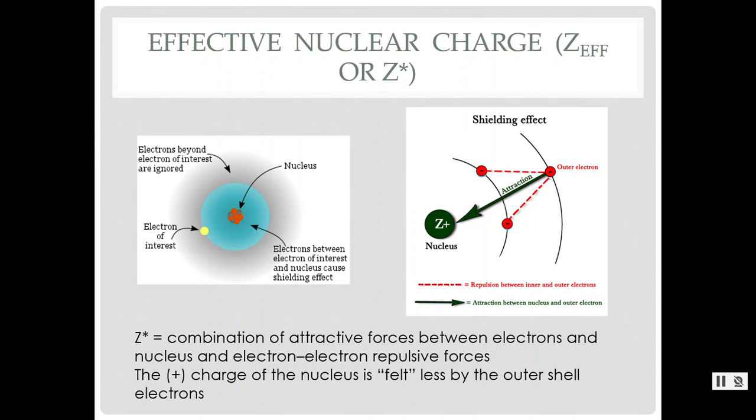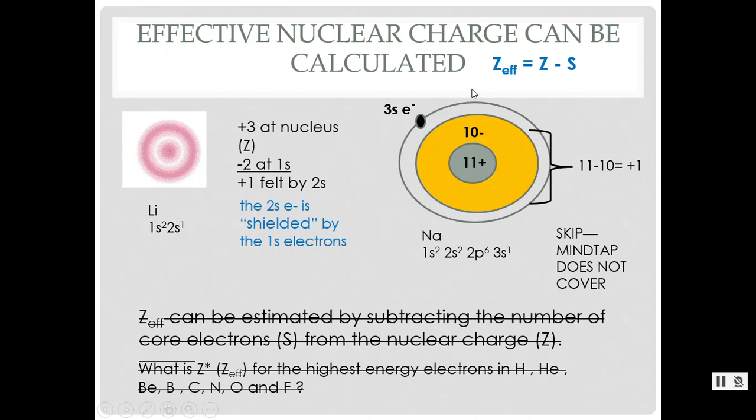Because of that shielding between inner and outer electrons, that outer electron feels less of a positive charge pull towards the nucleus, and thereby the energy of those orbitals is less. So as I said, you can actually calculate effective nuclear charge. We used to do it in previous texts. We're not going to do it. MindTap doesn't do that. They just introduce this concept of effective nuclear charge.